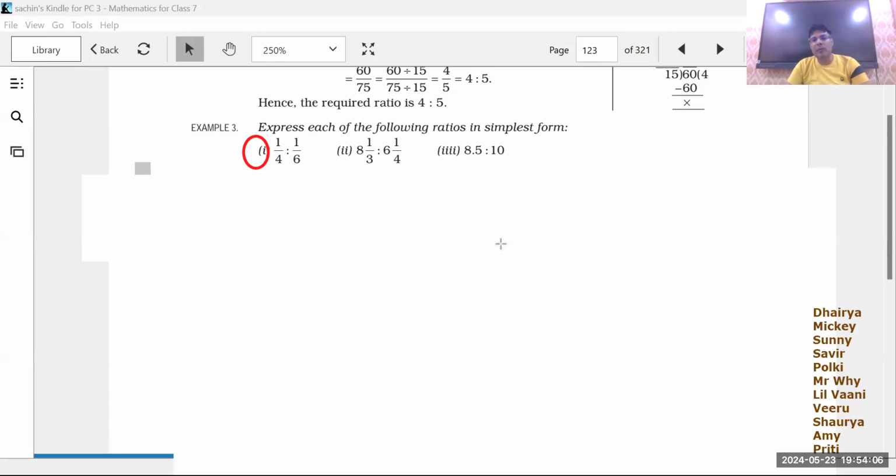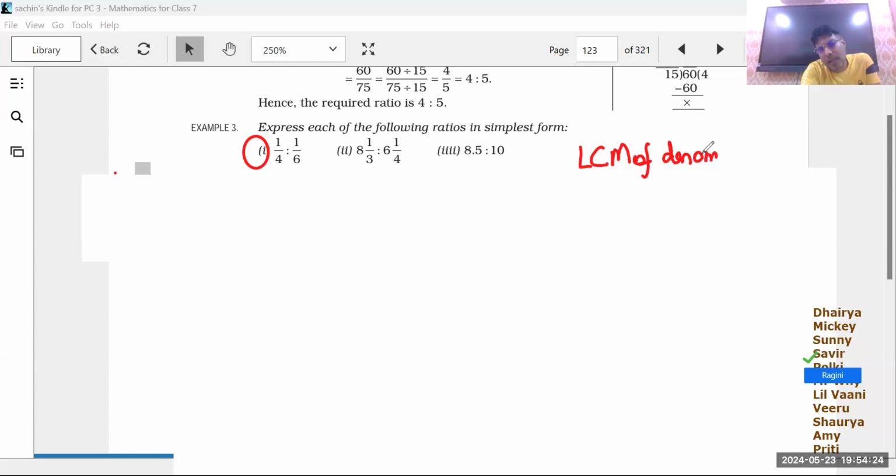1/4 and 1/6, which number will you multiply to convert them into whole numbers? You say 4/1? No beta, no. I'll tell you. Reciprocal नहीं कर सकते. So we will find the LCM of denominators.